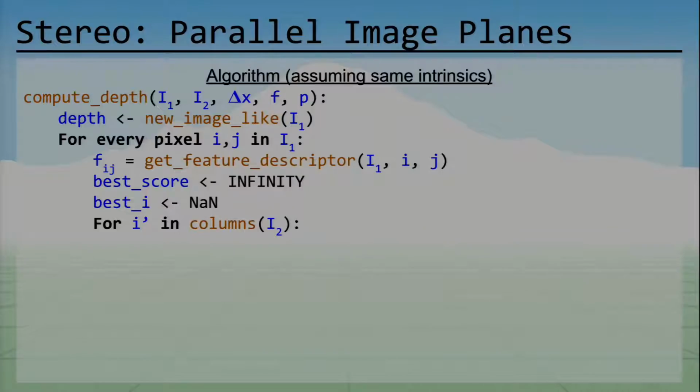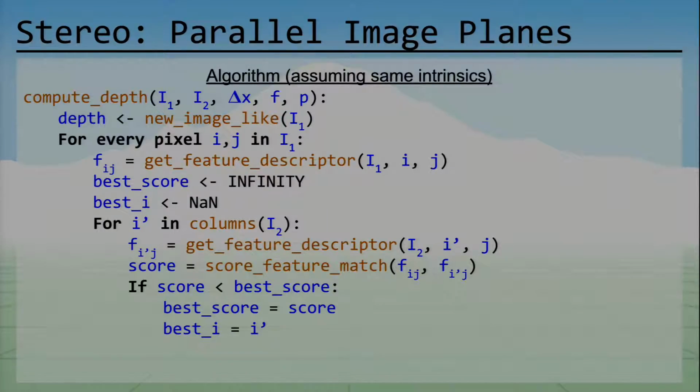And then we want to iterate over that epipolar line. Now remember, our epipolar line is literally just the same y value as it is in our first image. So what that means in terms of pixels is we can go to the same row of pixels, the jth row of pixels in the second image, and just iterate over that row of pixels. So here we're going to iterate over every I prime, so every pixel in that row of pixels.